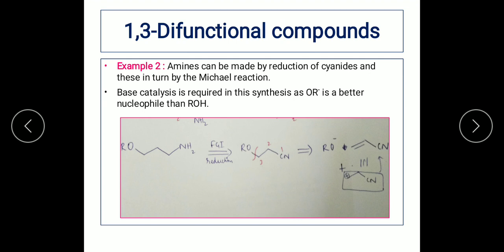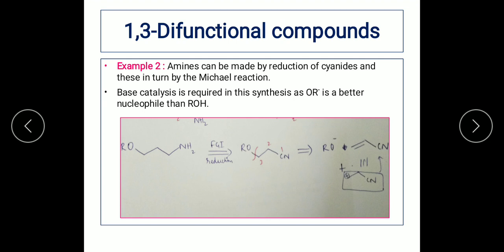So once we write down these two synthons, next we're going to write down the synthetic equivalent. The synthetic equivalent is going to be ROH, and we're going to get cyanoethene as the synthetic equivalents. Here also you can observe that there is a nucleophile OR and there is an unsaturated system. There is an alkene here which is linked to an electron-withdrawing group, that is the cyano group.